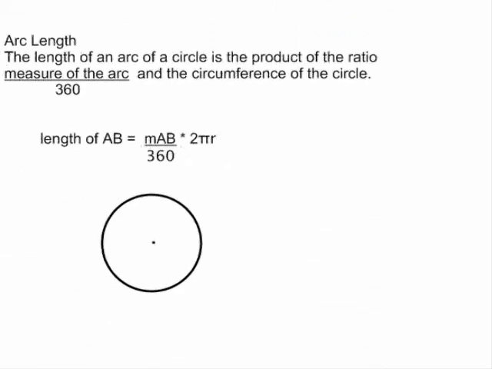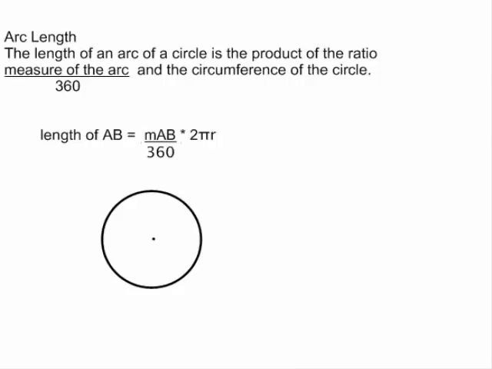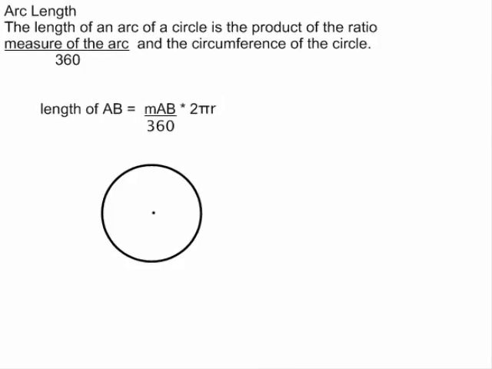Now, we have the final formula, arc length. The length of an arc of a circle is the product of the ratio, the measure of the arc divided by 360, and the circumference of the circle. So the length of an arc equals the measure in degrees of the arc divided by 360 times circumference. That's all this is right here.